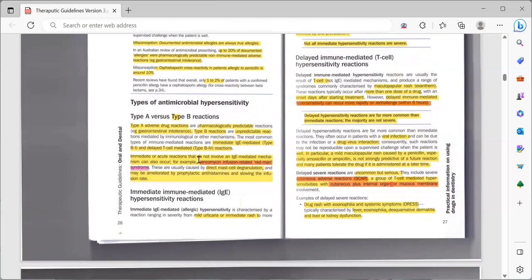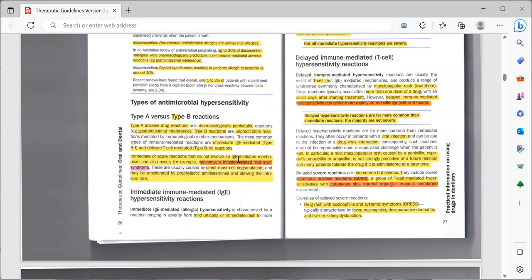Immediate or acute reactions that do not involve an IgE-mediated mechanism can also occur. For example, this was previously an MCQ that used to come, about red man syndrome. When the patient takes a vancomycin infusion, they can get an allergic reaction which is not IgE mediated, so they named it red man syndrome. These are usually caused by direct mast cell degranulation.